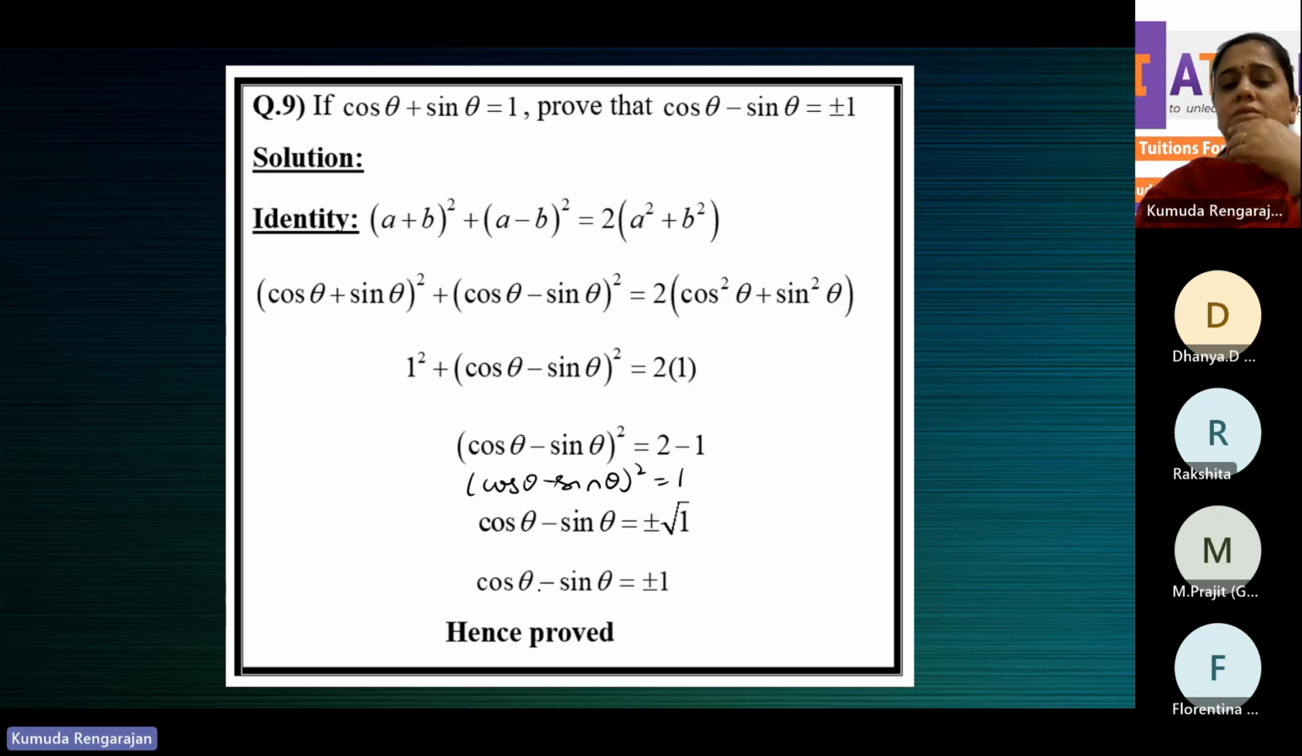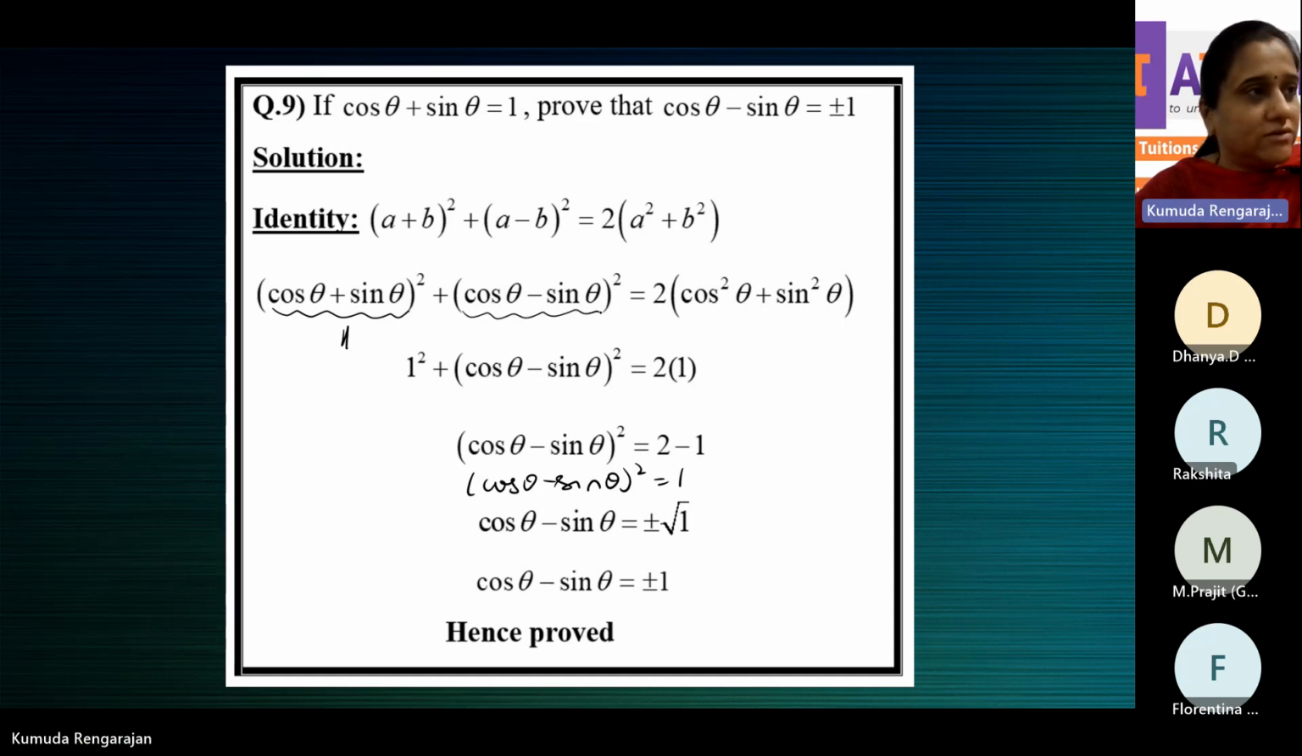Understood, right? So (cos theta minus sin theta) the whole square is 1. So cos theta minus sin theta is equal to plus or minus the square root of 1, so plus or minus 1. When you use this identity, we have the value of cos theta plus sin theta, which is 1. Cos theta minus sin theta, we have to find.